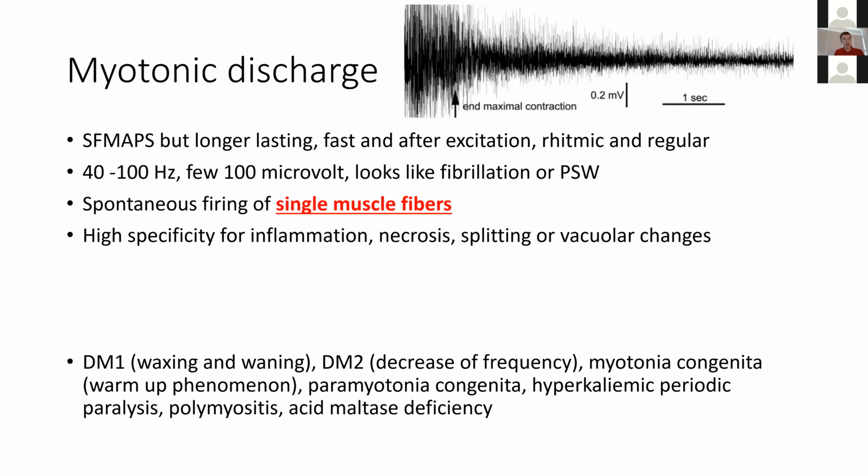Their amplitude is a few 100 microvolts. They look like fibrillation potentials or positive sharp waves. It is in fact a spontaneous firing of single muscle fibers. Myotonic discharges have very high specificity for inflammation, for necrosis, for splitting, or vacuolar changes. That's why we see myotonic discharges in diseases like myotonic dystrophy type 1, myotonic dystrophy type 2, also myotonia congenita, paramyotonia congenita. If you consider the literature, there are small differences in how the myotonic discharges appear in DM1 versus DM2.